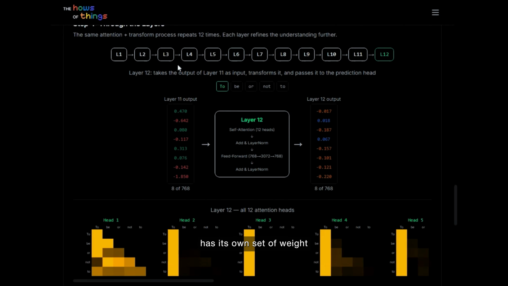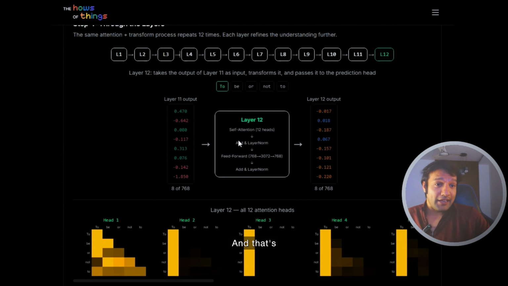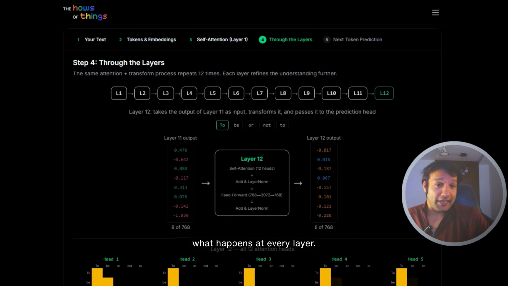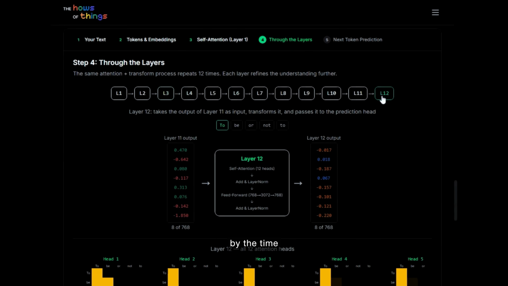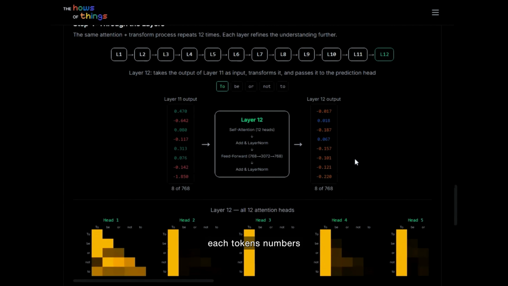Each layer has its own set of weight matrices, its own QKV, and look, each layer has 12 attention heads, each one learning to focus on different relationships. Some heads focus on the previous word, some focus on the first word, some learn grammar patterns, all running in parallel. And that's what happens at every layer. 12 layers times 12 heads, 144 different attention patterns processing your text. By the time the final layer is reached, each token's numbers encode the full context of the entire sentence. My model is ready to make its prediction.